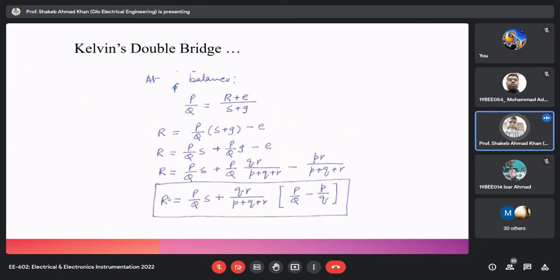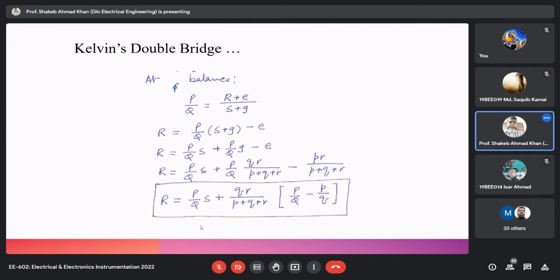Then we analyzed it, and finally we were able to find the final expression for the balance equation of the Kelvin's double bridge. Here we can see that if these two sets of ratio arms have equal ratios, then obviously the lead and contact resistance term will not be in the picture, and you have a clean P upon Q is equal to R upon S kind of equation. This way Kelvin's double bridge takes care of lead and contact resistance, so it is the most suitable method for measurement of small resistance. This is fine to all of you?